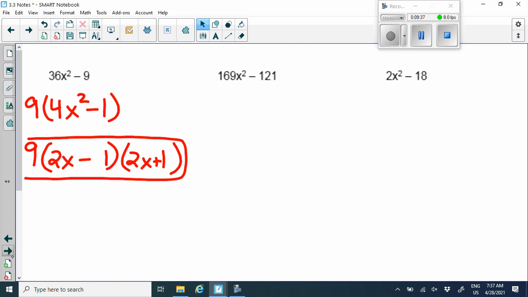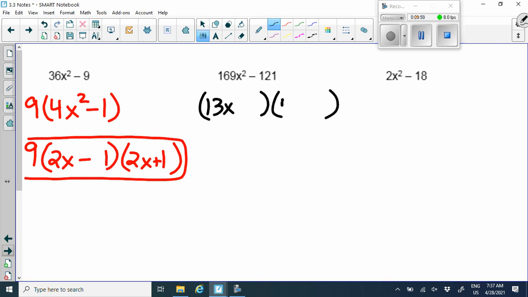So for the 169x squared minus 121, do they have anything in common? Actually, they do not. Okay, so we can't take anything out. So we just do our two sets of parentheses, and we know this is a difference of squares because it's a binomial, they're subtracting, and 169 and 121 are perfect squares. Well, what's the square root of 169? It's 13. So I have 13x, 13x, and then square root of 121 is 11. So I have 11 and 11, 1 minus, 1 plus.